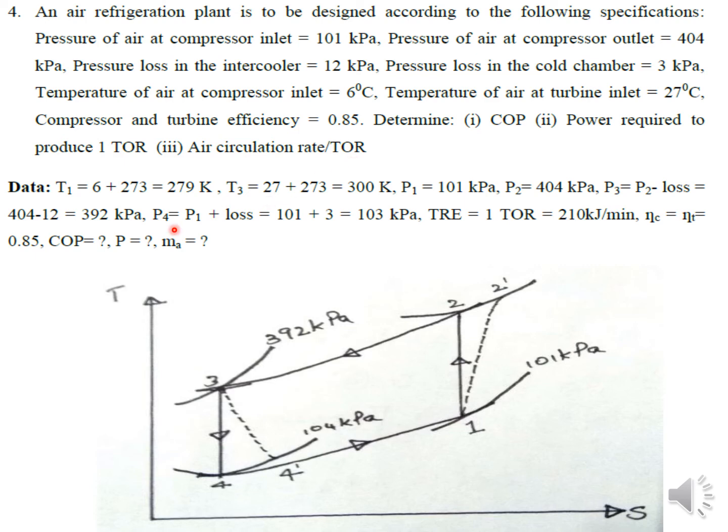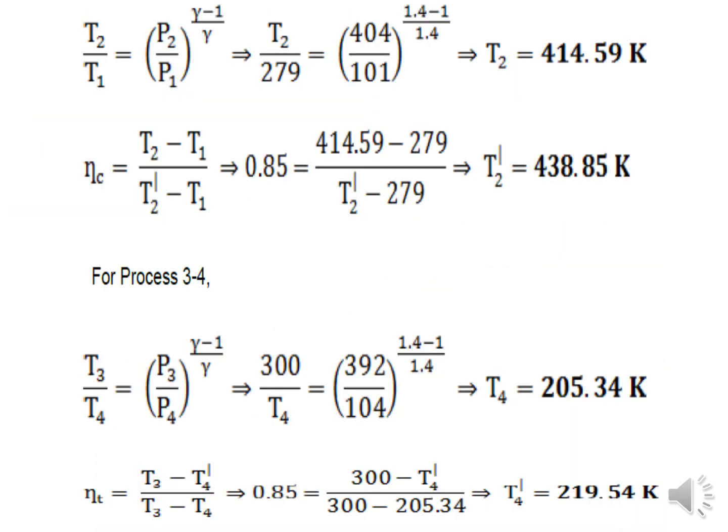Right, so these are all the given data. Just check again. So this I will write as 104. Right, we'll see in the next slide what will be. Next we'll just see values of T2 dash, and we'll take out the values of T4 and other things, right? T4 dash, right? So first, how to take this one?